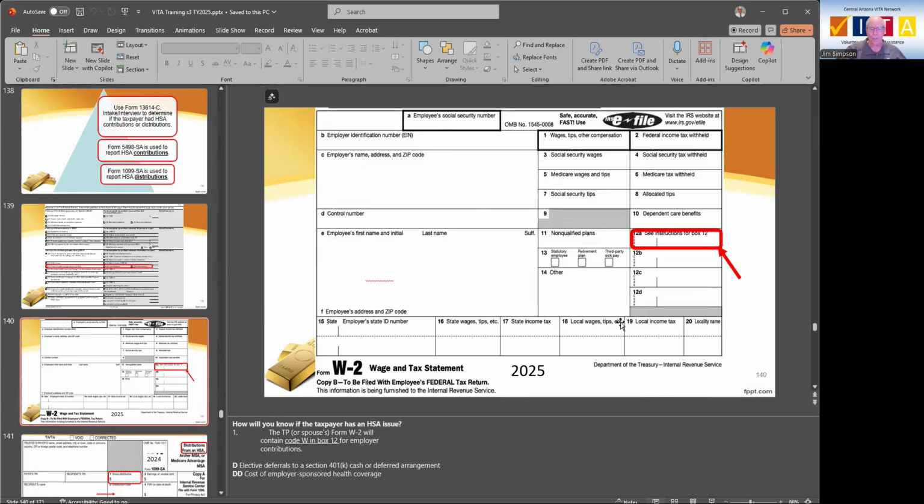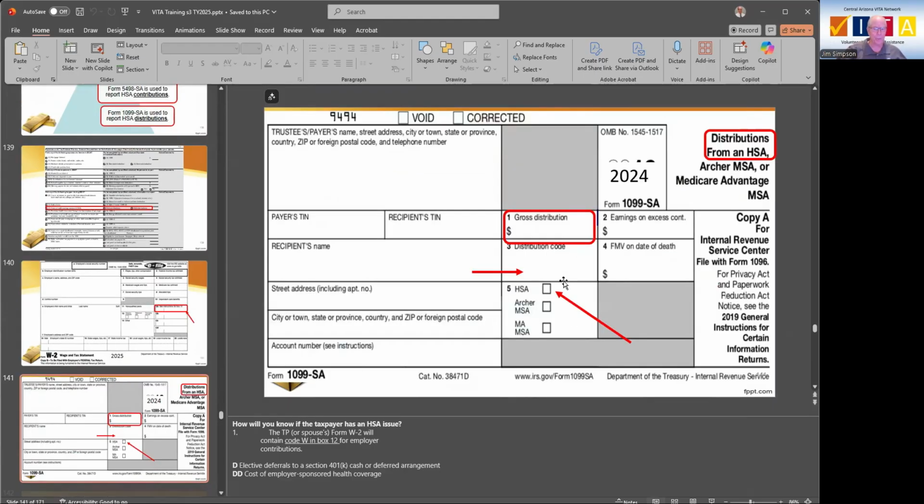Another way you can tell that they had an HSA is if you get their W-2. This is a W-2 right here. And in this box right here, 12A, if there's a code W, that means their employer contributed money to the HSA, and they should have at least gotten a contribution form. So that gives you another clue to kind of talk to them about it.